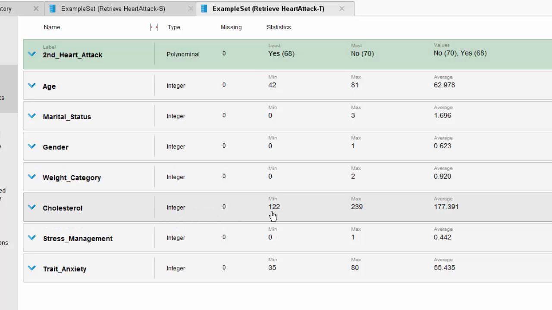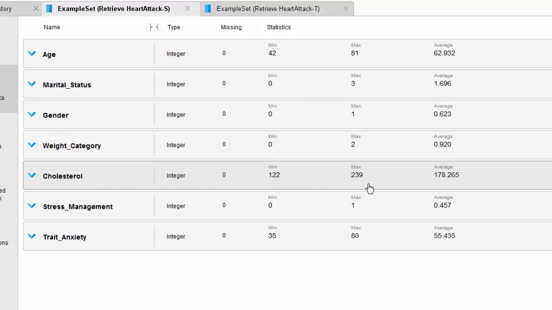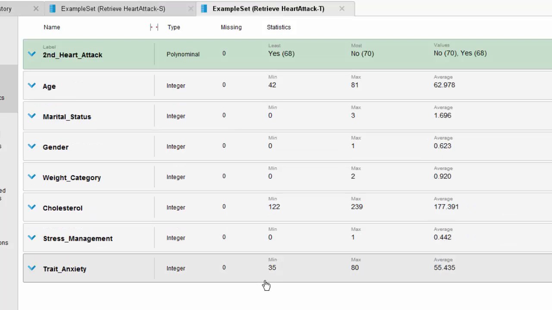Look at the cholesterol: minimum 122, maximum 239, and in the scoring data it is 122 to 139. So it's within range. And look at trade anxiety: within the scoring it is 35 to 80. If you go to training, it's 35 to 80. So what matters is that the training data set should include all ranges that are already within the scoring data set. So the values of the training data set should include all the values that exist in the scoring data set.